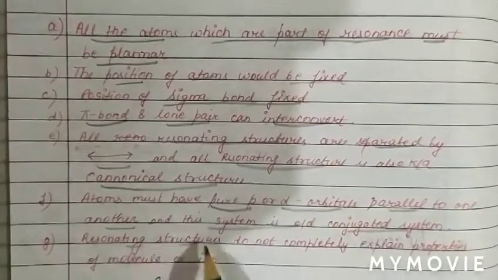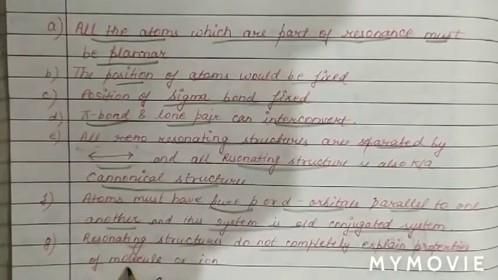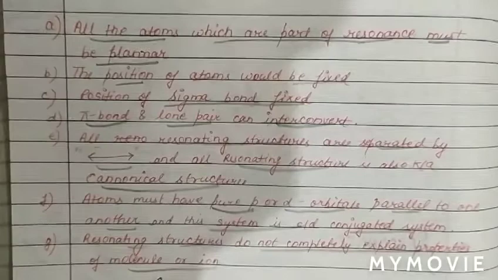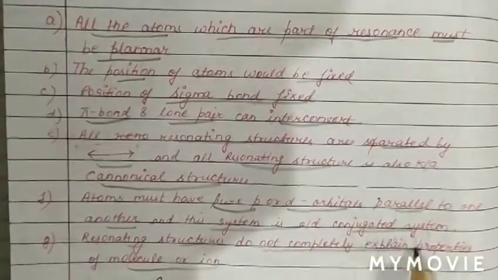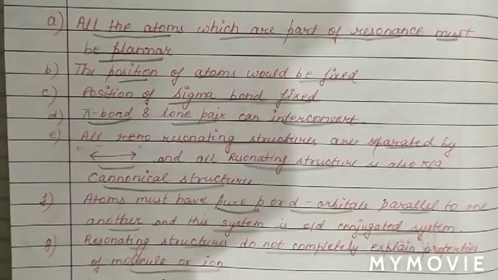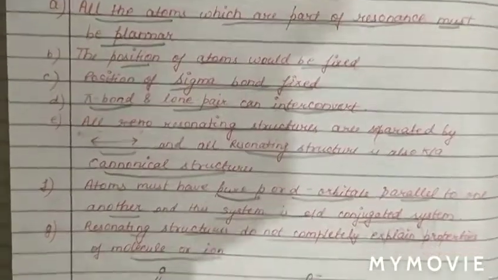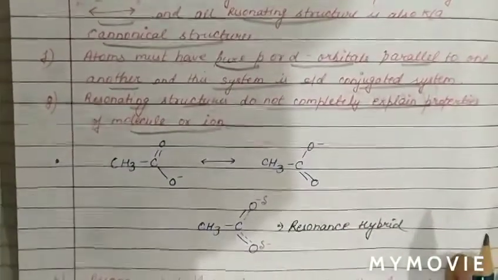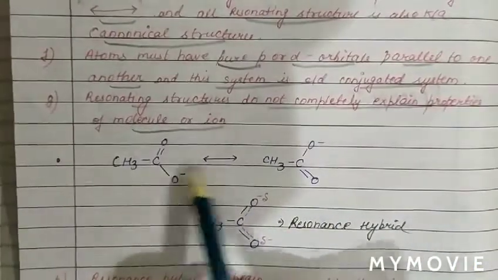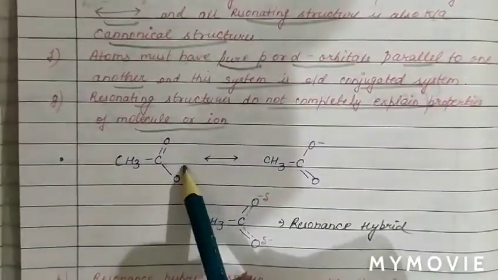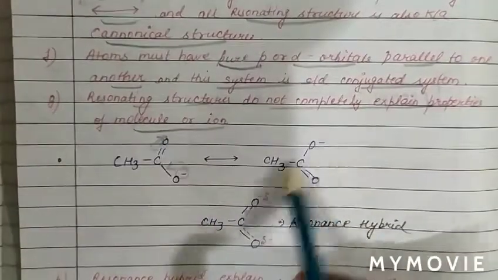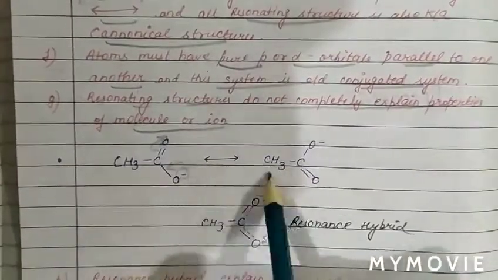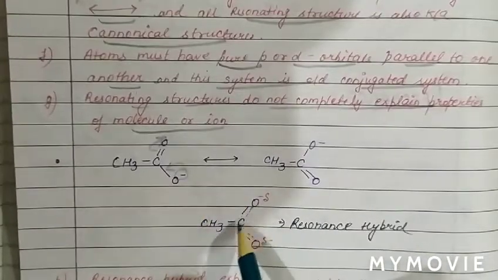Now see the next point. Resonating structures do not completely explain the properties of a molecule or ion. As we have seen in the resonating structures of this molecule, this negative charge shifts between carbon and oxygen, and at the same time this pi bond will break. So these two are the resonating structures. We can also draw the hybrid.